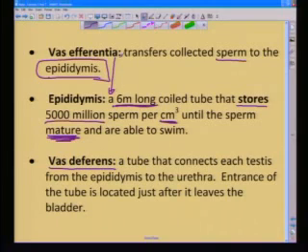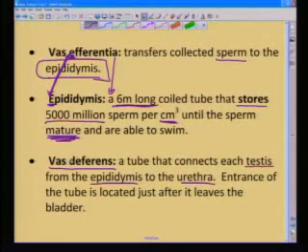All right, the vas efferentia transfers the sperm to the epididymis. Remember, it's vas efferentia with an E, and it deposits into the epididymis, so the two E's link. And remember it that way so you don't confuse it. Whereas the vas deferens, this tube connects from the epididymis to the urethra. So the vas deferens, these spermies are now on their way out. Okay, so the efferentia links to the epididymis to the vas deferens. You are deferring those sperm out of the body, if you remember it that way.